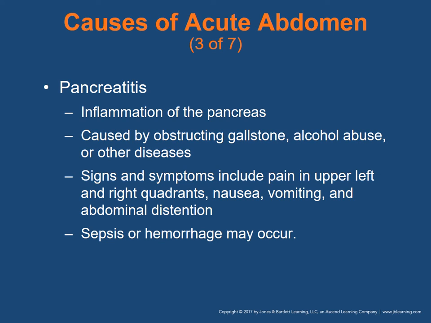Pancreatitis. Itis means infection or inflammation subsequent to an infection of the pancreas, caused by an obstructing gallstone, alcohol abuse, or various other diseases. Signs and symptoms for pancreatitis include pain in the upper left and right quadrants. So remember, the pancreas sits medial in the abdominal cavity, a little more towards the right, but when it becomes inflamed, when it becomes infected, that pain is going to move into both the right and left upper quadrants of the abdomen. Nausea and vomiting and abdominal distension, which of course is expansion or swelling of the abdominal cavity. Sepsis or hemorrhage may occur from pancreatitis.